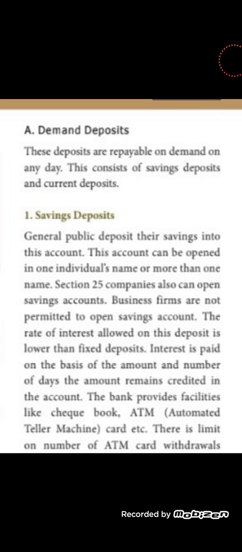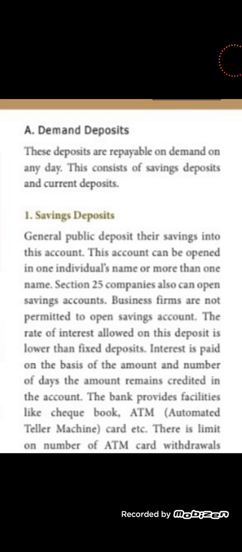From the name itself we can understand. Savings means whatever we save, we keep in safe custody. That is, we are depositing our money in the savings deposit account in the bank. The public mostly deposit their savings into this account. This savings deposit account is called சேமிப்பு கணக்கு.